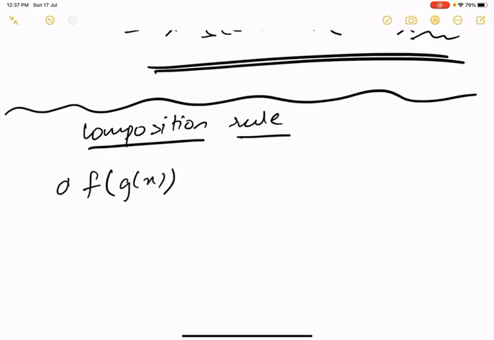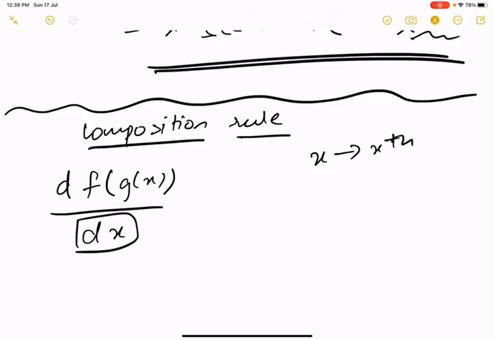So how to find the derivative of this? Now what does this expression say? That when there is a change in x, your x is your input. But what is the input of f? Input of f is g, right? So when your x is changing from x to x plus h, your g will change from g of x to g of x plus h, and then your f will change.